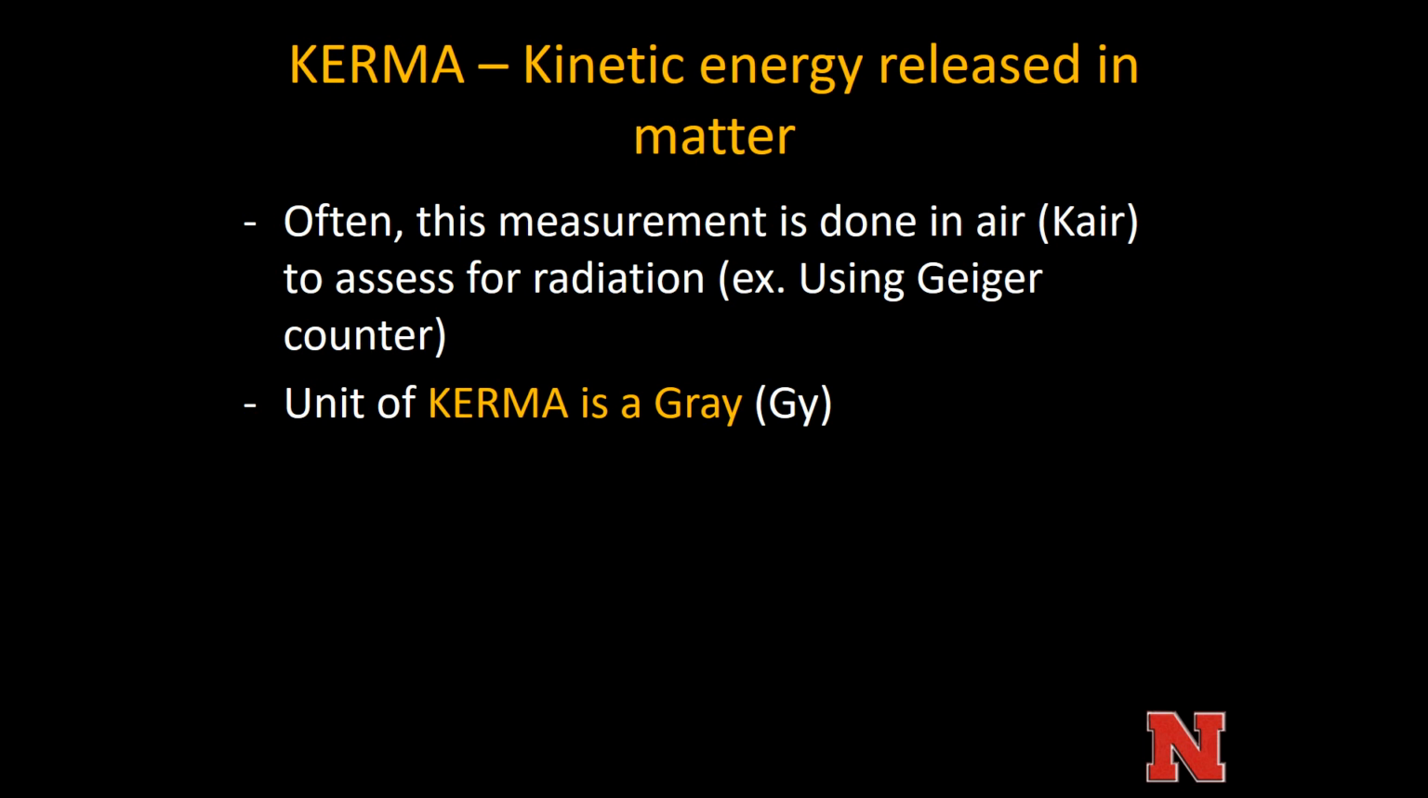There are a couple units as we delve deeper into the rabbit hole that is radiation nomenclature that you have to know about. KERMA is just a way for physicists to intimidate you by using a fancy word that you don't know what it means. So KERMA is kinetic energy released in matter. Oftentimes this measurement is done in air, so air KERMA is frequently used. This measurement is used to just assess how much radiation is present. An example would be using a Geiger counter in air to get the air KERMA. The unit of KERMA is the gray.